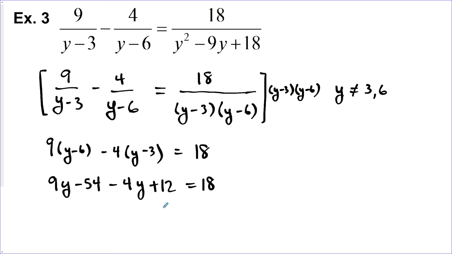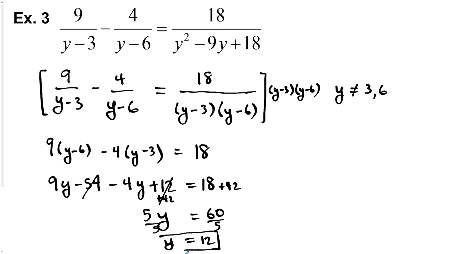Let's collect up the y's on the left and the numbers on the right. So I've got 9y minus 4y is 5y's. I've got minus 54 plus 12, and that's negative 42, so we'll have to add 42 on both sides to get rid of it on the left. Add 42 here, means it's 60 on the right side. Divide both sides by 5, and we get y is equal to 12. And y is equal to 12 is a great answer. It is not one of our non-permissible values here, so it's good.